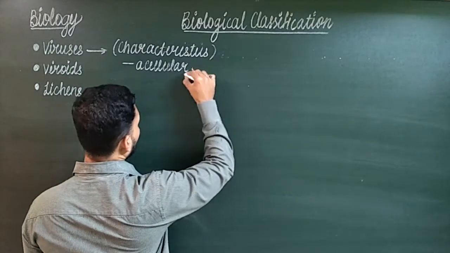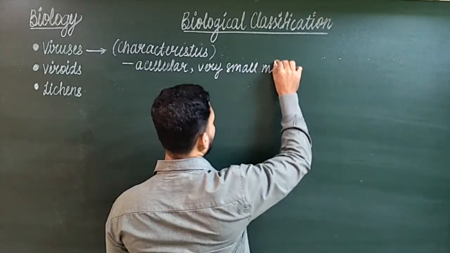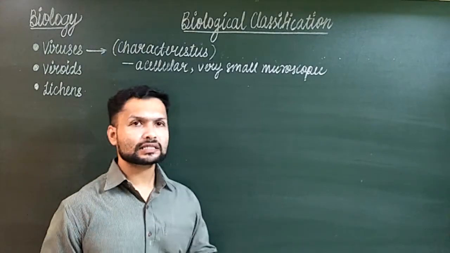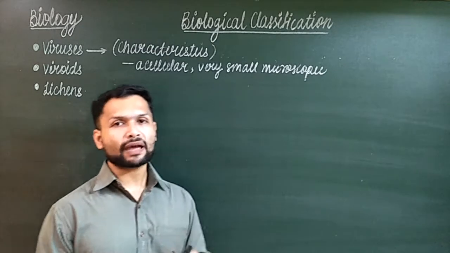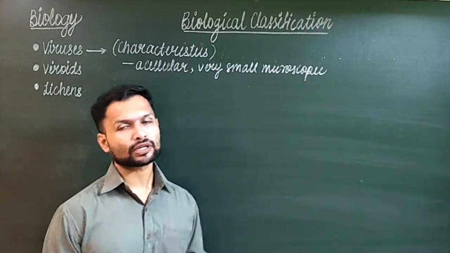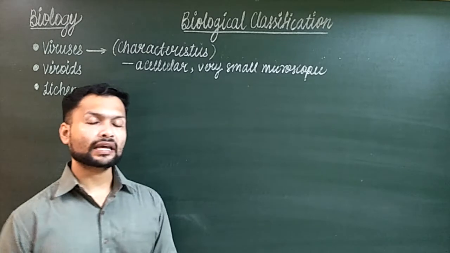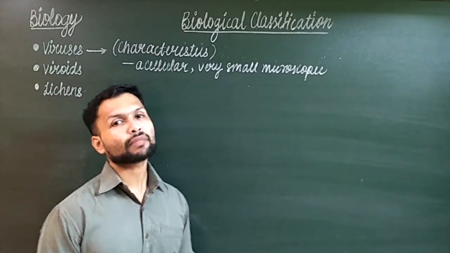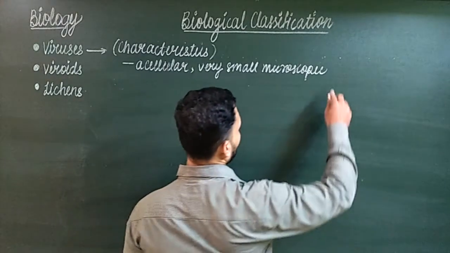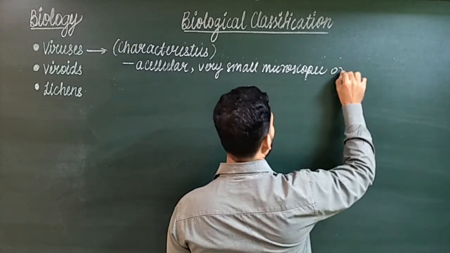Apart from that, very small and microscopic organisms. Very small microscopic organisms means if we look at the size of the viruses, the smallest bacteria that we know is the biggest size of a virus. Means viruses can go even smaller, the size of a virus is even smaller than the smallest of the bacteria. So hence they are ultra microscopic, you can call them. So they are very small, microscopic organisms we can call them.